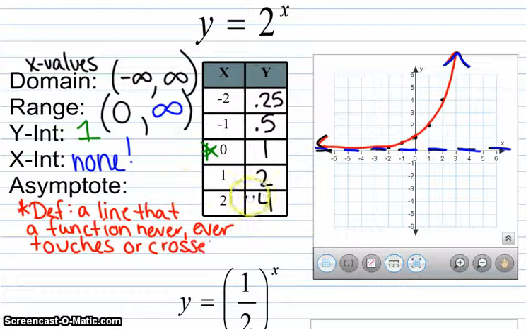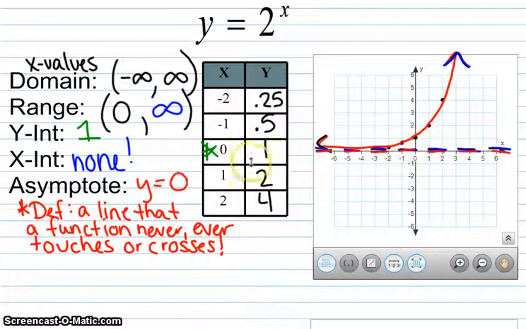Now with exponential functions, our asymptotes are always going to be horizontal. And since they're horizontal, they're always going to be done in terms of y equals. So, in this case, it crosses at 0, so that's one way to get y equals 0. Another way to look at it is what number is on the end there, then your asymptote is going to have to be 0. No choice.